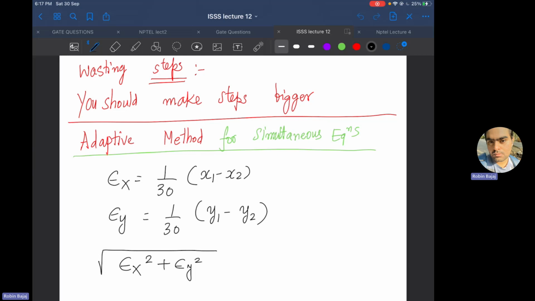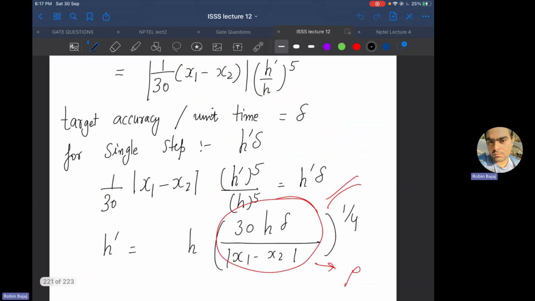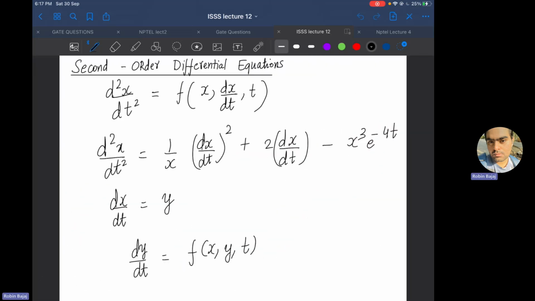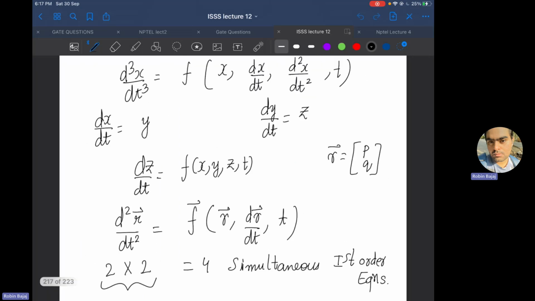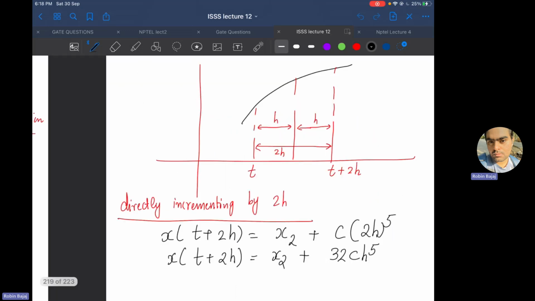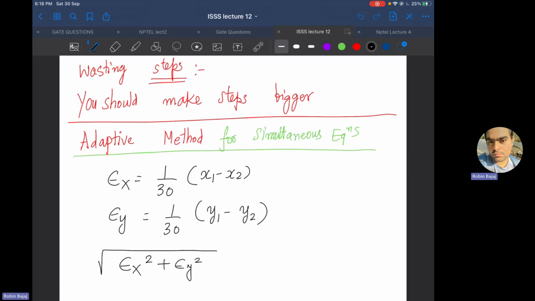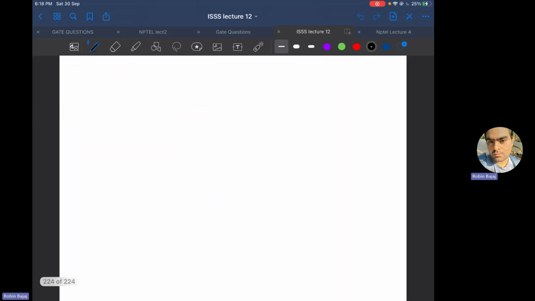The last lecture was about second order differential equations, and we basically described what sort of methods we can use for that. There was an adaptive approach. It was basically equivalent to the first order methods, but we divide the second order differential equations into simultaneous first order equations, and then we use similar methods. The idea for these kinds of things is also similar.